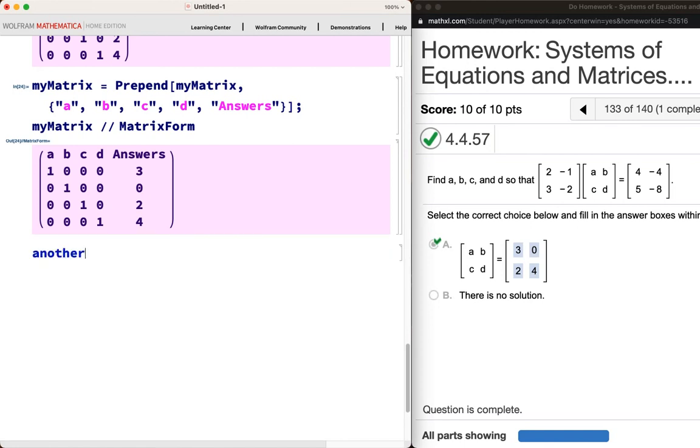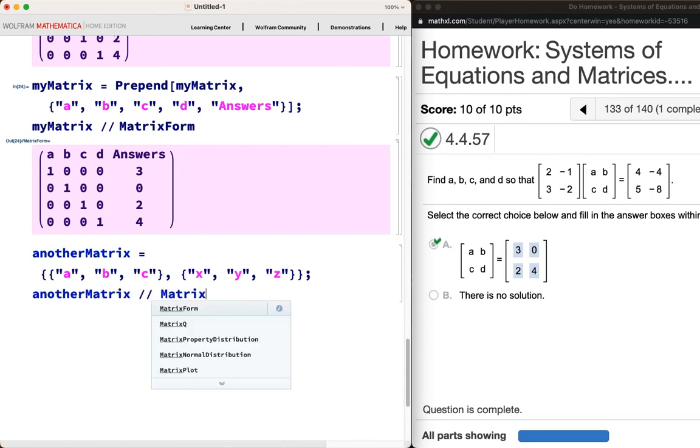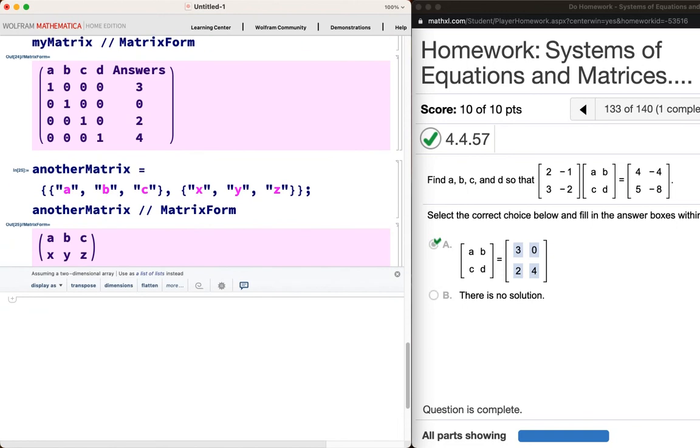So here's another matrix. Another matrix is, how about A, B, C, X, Y, Z, another matrix. Oops, matrix form, okay. And let's say I want to switch those two rows, another matrix.